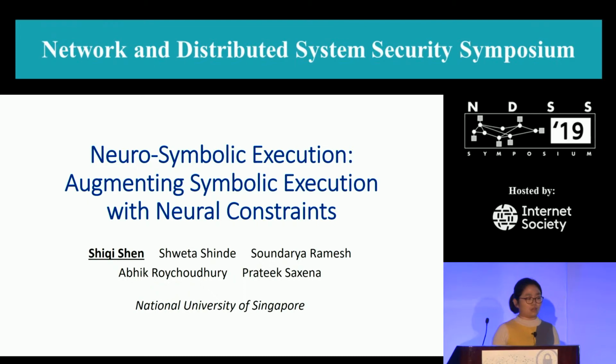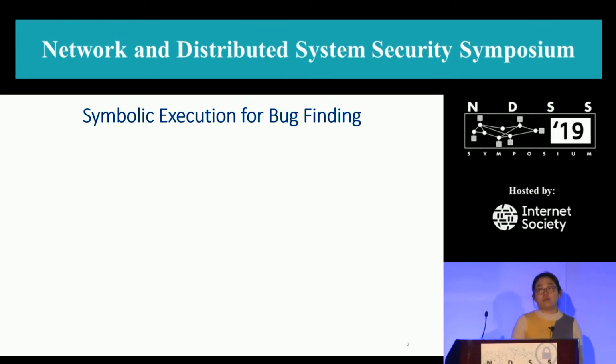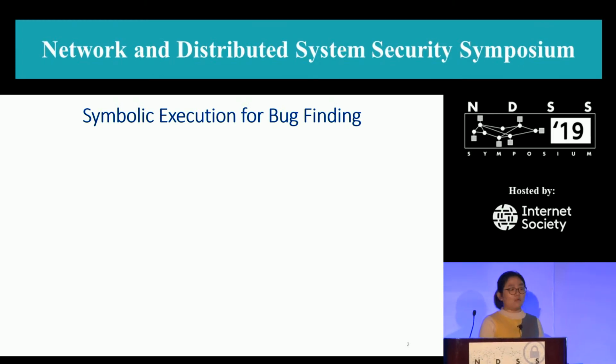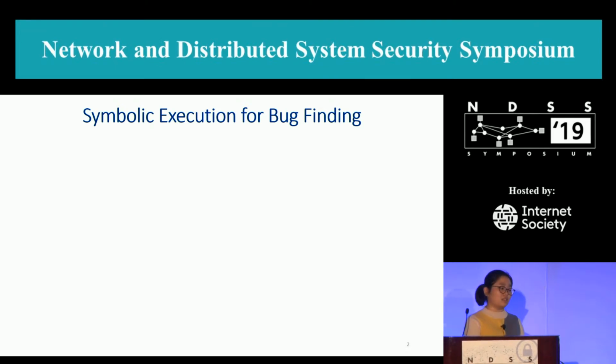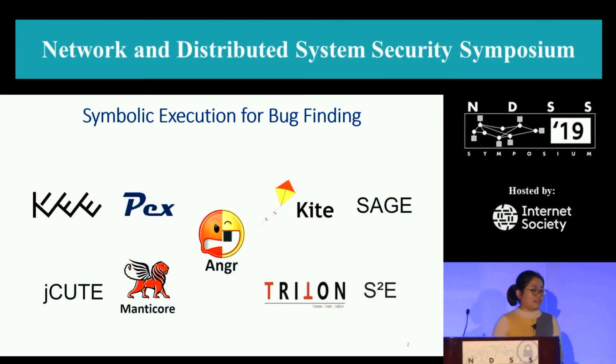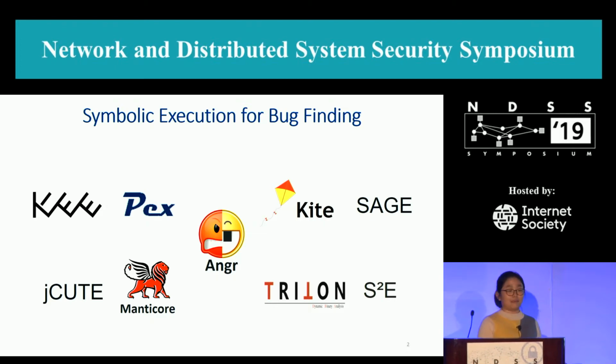Today I'd like to talk to you about a new technique called Neuro-Symbolic execution. It is well known that symbolic execution has been widely applied in security for bug finding and many other tasks such as verification. And there exist many different tools which have surfaced over the recent 20 years. These tools target symbolic execution for helping security applications.